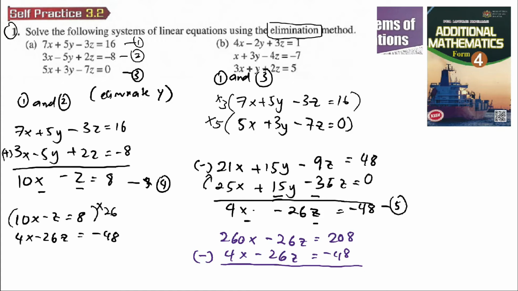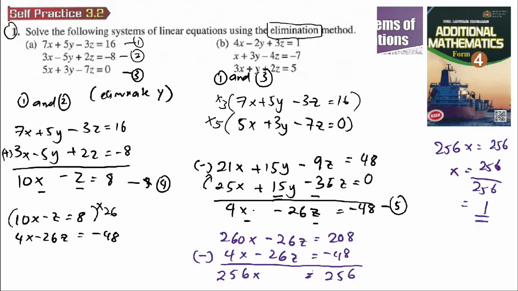So 260x minus 4x, we get 256x. So this one is 0. So 208 minus negative 48, you get 256 as well. So here 256x is equal to 256. So here x is equal to 256 divided by 256, which is equal to 1. So you get the value of x.